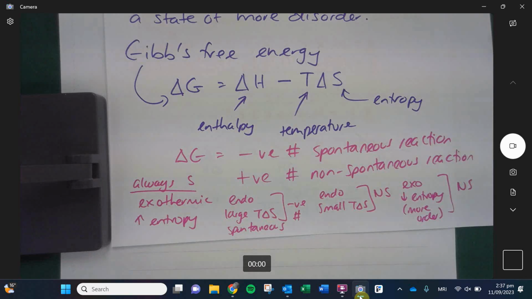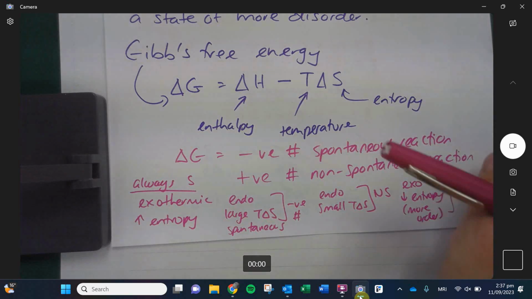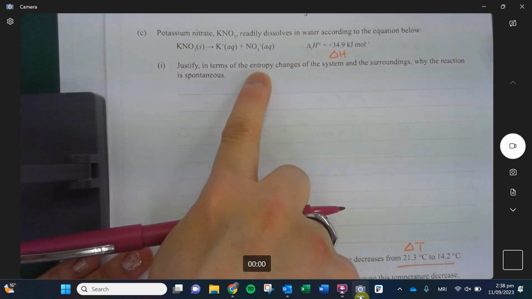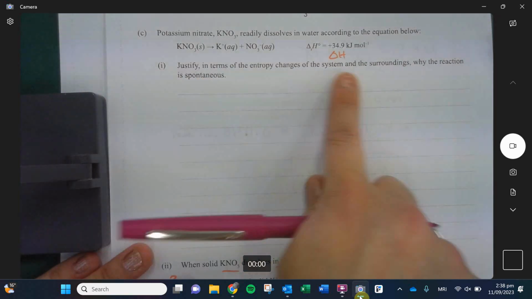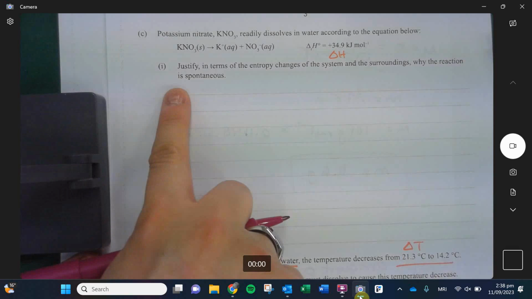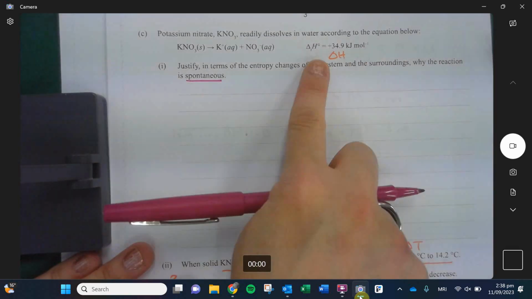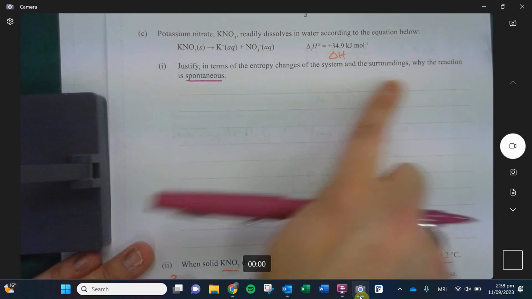Are we okay with that? It's kind of a crash course in what we're talking about. Okay. So going back to this question here, this one wants you to justify in terms of entropy the changes to the system and the surroundings and why the reaction then is still spontaneous. So even though this is an endothermic reaction, why is this still a spontaneous reaction?